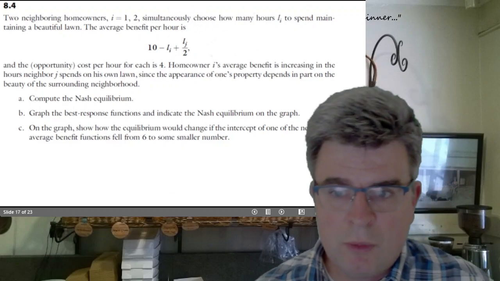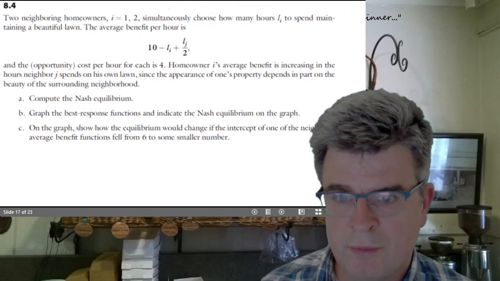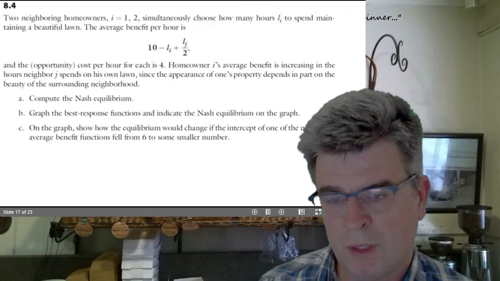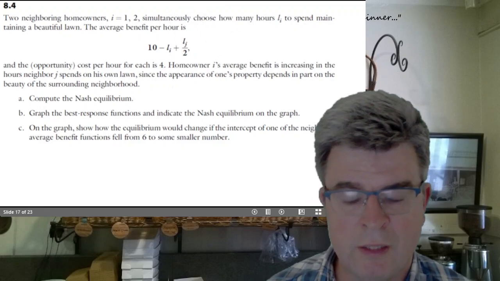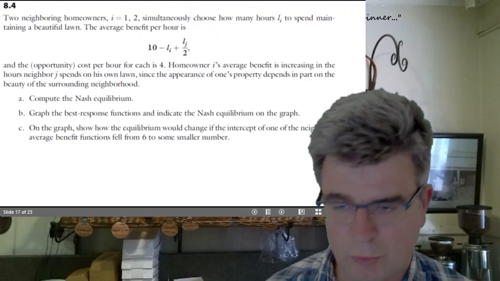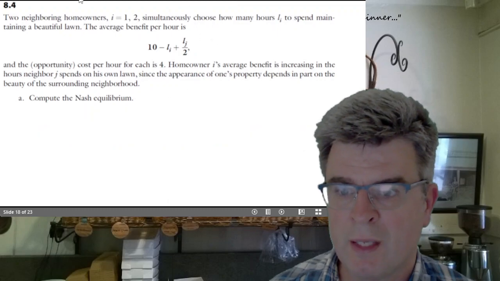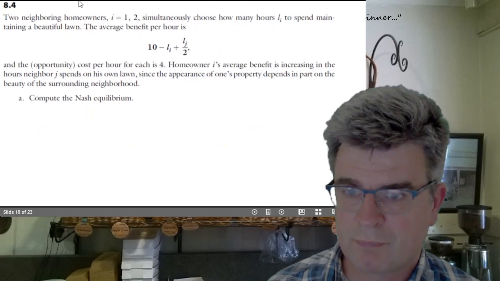In question A we need to compute the Nash equilibrium, then in B graph the best response functions, and then also, let's see how the graph will change if the intercept of one of the neighbors' average benefit functions falls. But we will get to that. Start with question A. Compute the Nash equilibrium.